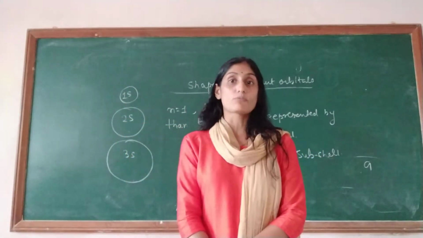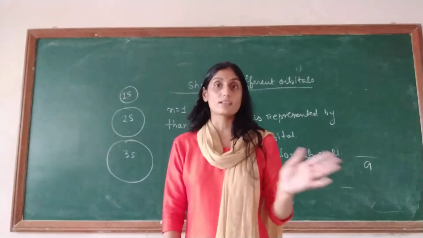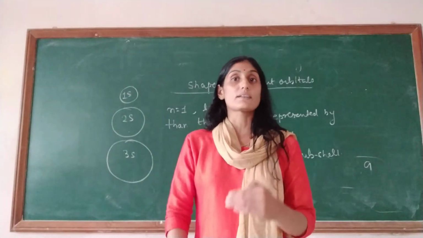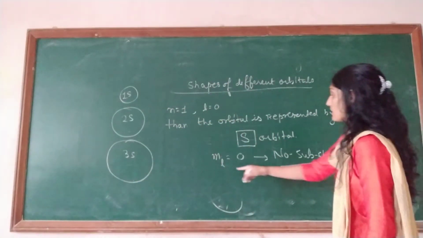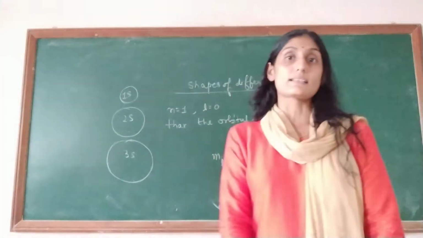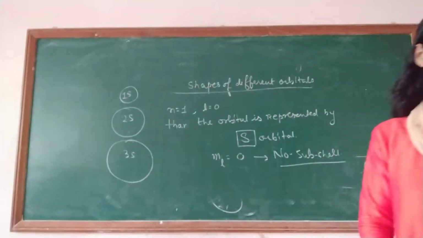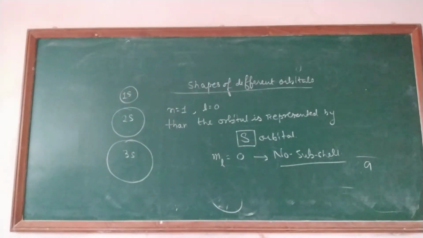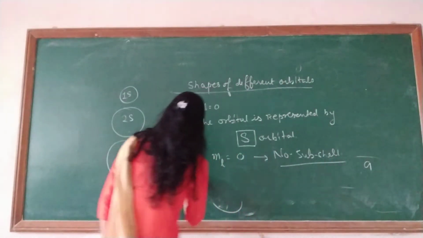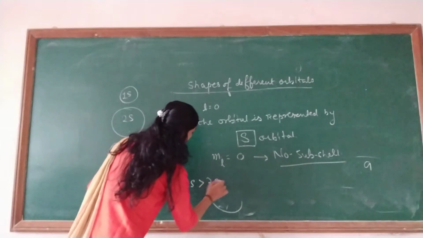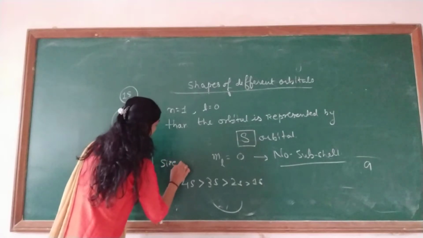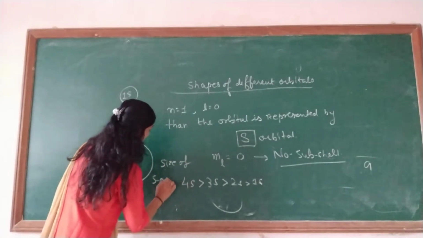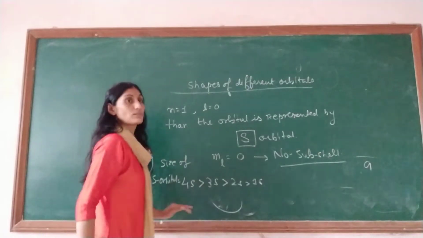The shape of the s orbital is spherical. It does not have orientation in x, y and z. That means it has a spherical shape only. It does not have any subshell, because the magnetic quantum number m l that we get is equal to 0. So you can copy that. The size of the orbital increases whenever the value of n increases. That means 4s has more size than 3s, then 2s and 1s. So that is about the size of the s orbital. It increases with increase in the value of n.